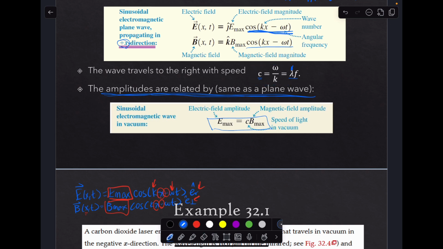So hold on. Omega is 2 pi f. k is 2 pi over lambda, right? That puts the lambda in the numerator, and the 2 pi's cancel, and then you're left with this.